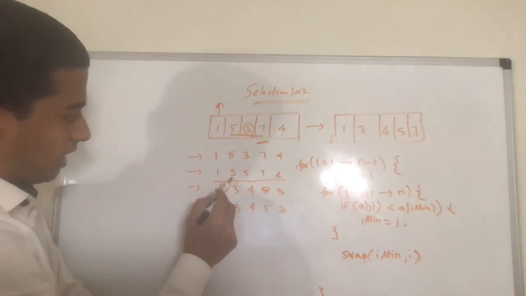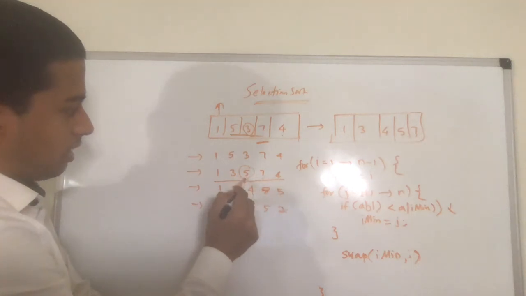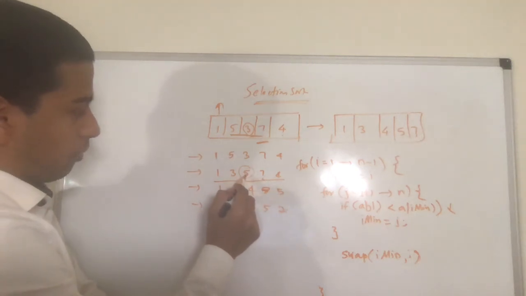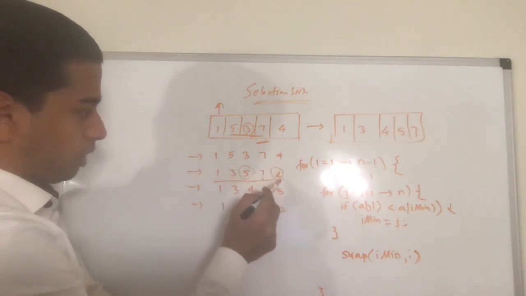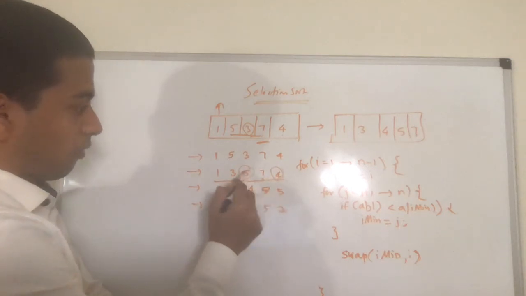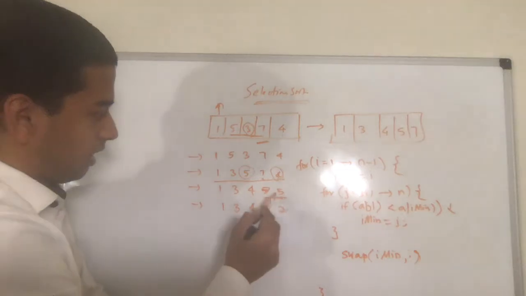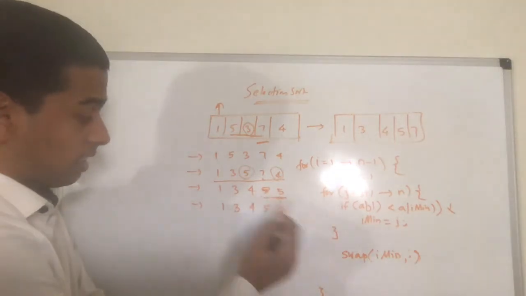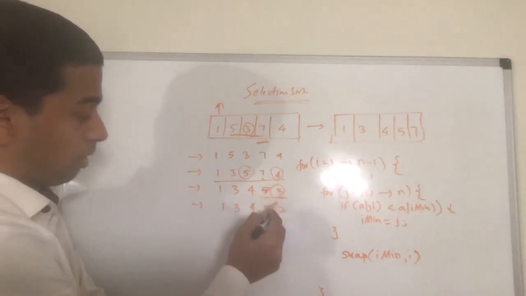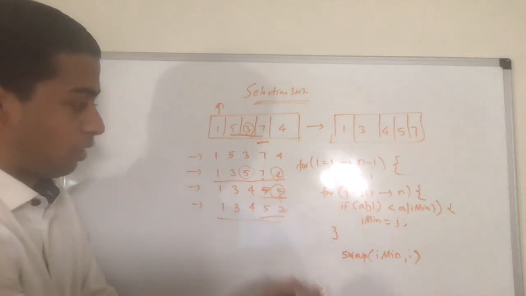Now in this case we are starting with 5, so we check 7 less than 5, it is false, so 5 remains the I min. Next it's 4, so we check 4 less than 5, yes, 4 is less than 5, so now 4 becomes the new I min, so we swap 4 and 5. That's why 4 and 5 are swapped. Finally it is these two, so we check 5 less than 7, yes, 5 is less than 7, so 5 becomes the new I min, and finally we swap 5 and 7. So that's why 1 3 4 5 7.